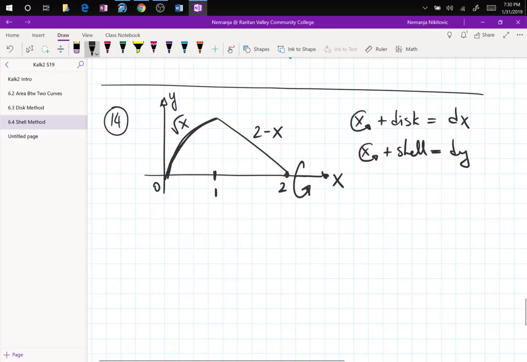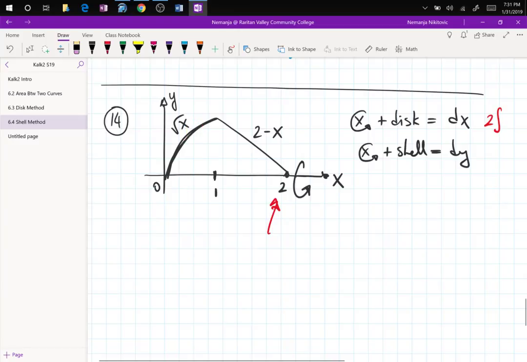If I'm using dx, what can you tell me immediately? Two integrals, thank you. As dx goes from 0 to 2, it will switch the top function from root x to 2 minus x. Do we all see that? Because if I draw delta x on this side, here we see that the bottom still rides y equals 0. The top switched the function. So dx is two integrals.